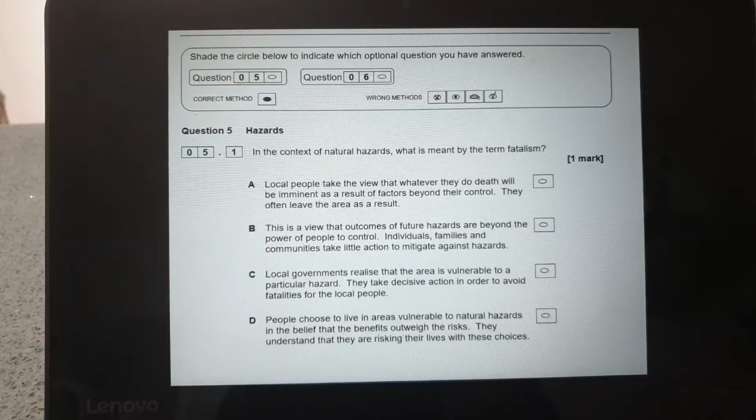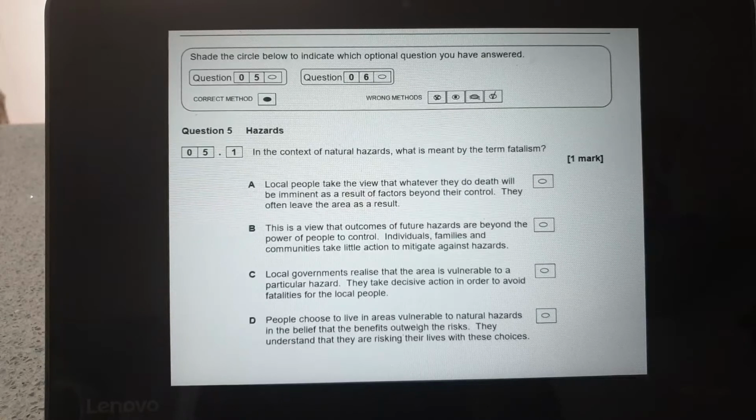The way you would do these is just to read through all of them, rule out the ones that definitely aren't correct, but you may have noticed as you were having to go at these that there's always 2 which it might be, and you've got to work out which one's the best fit. So in the context of natural hazards, what is meant by the term fatalism? So that was one of those 3 kind of ideas or terms that we give for people and how they respond to hazards.